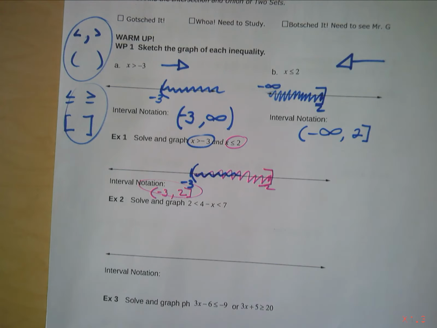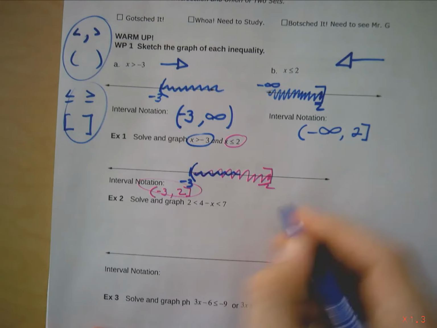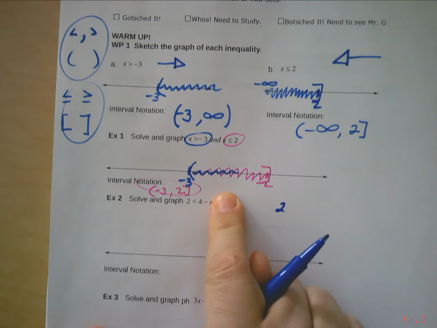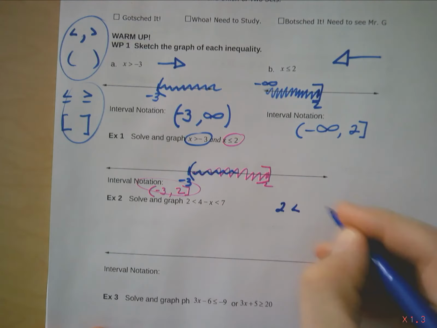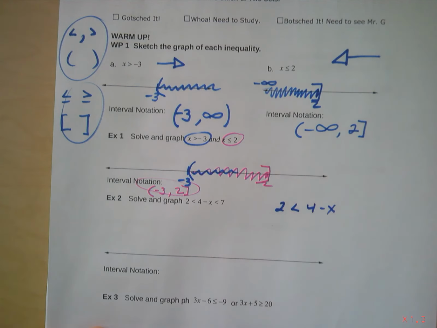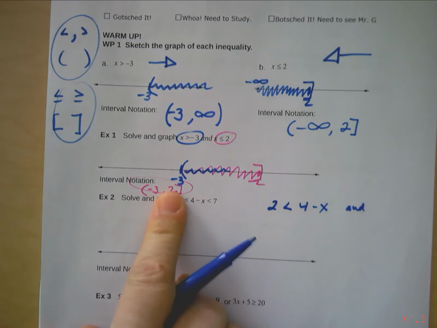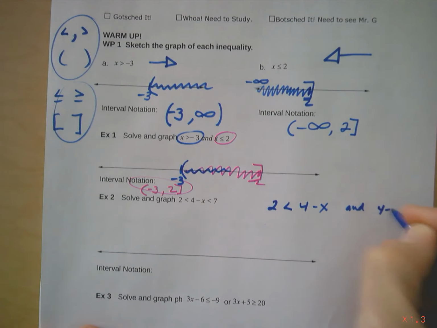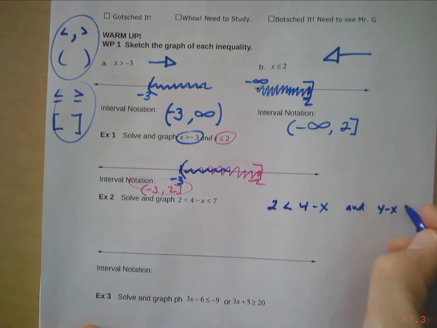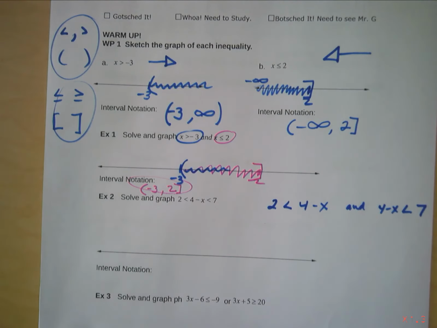Anytime they're smooshed together like this, there are 2 inequalities here. This is an and. If you want to, you could cover up this less than 7 and write it like this. I do not do this, but you could. You could write 2 is less than 4 minus x, and cover up that inequality, and I get 4 minus x is less than 7. You could do that. I don't, but you could.